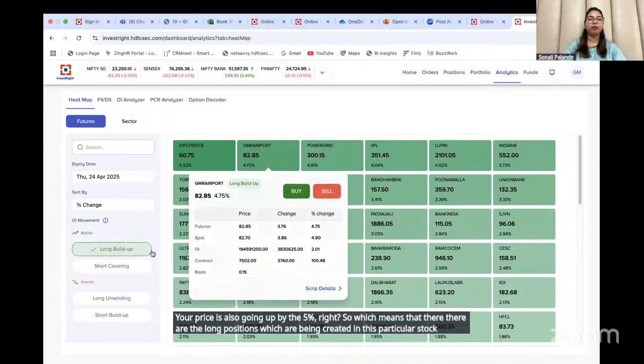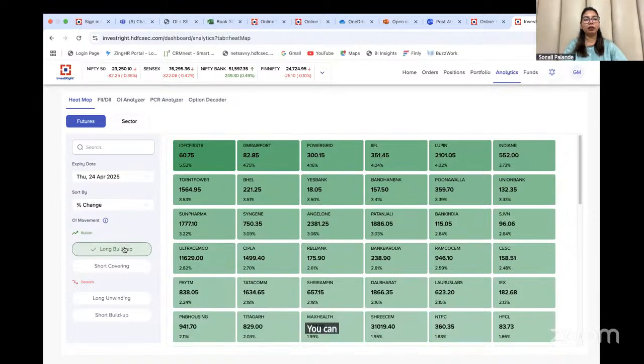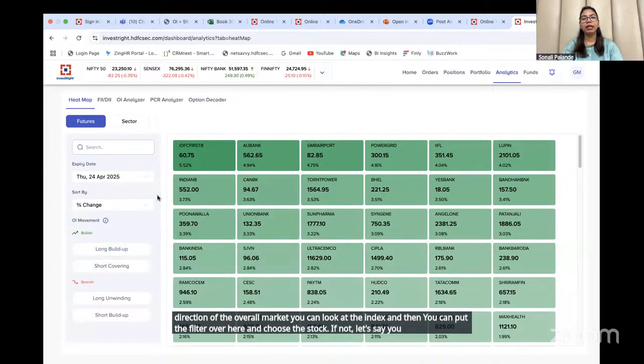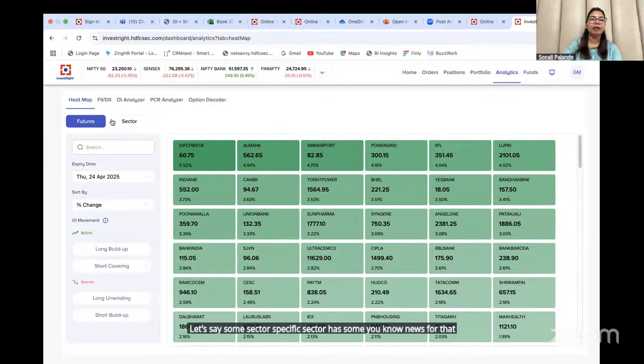So you can filter based on whatever analysis you do. You can come over here and you can choose the stocks. Okay, if you go by the direction of the overall market, you can look at the index and then you can put the filter over here and choose the stock. If not, let's say you trade by the sector. Let's say some specific sector has some news for that particular day, then we can go by the sector as well.